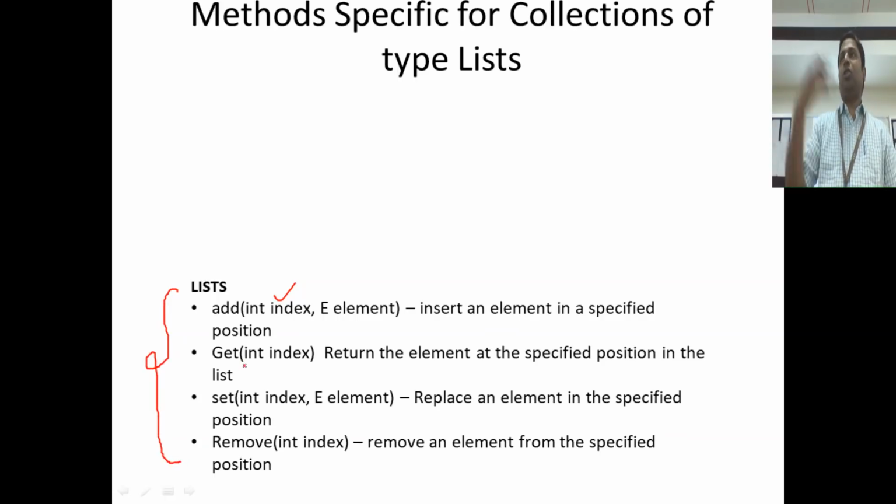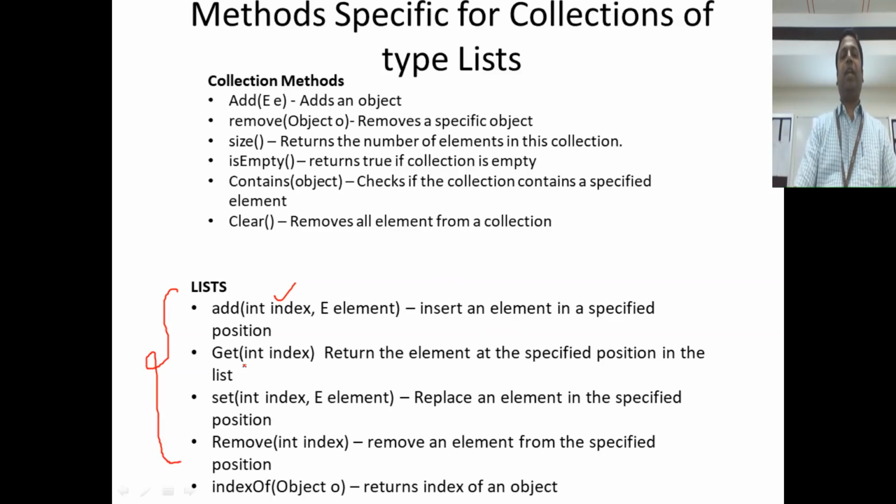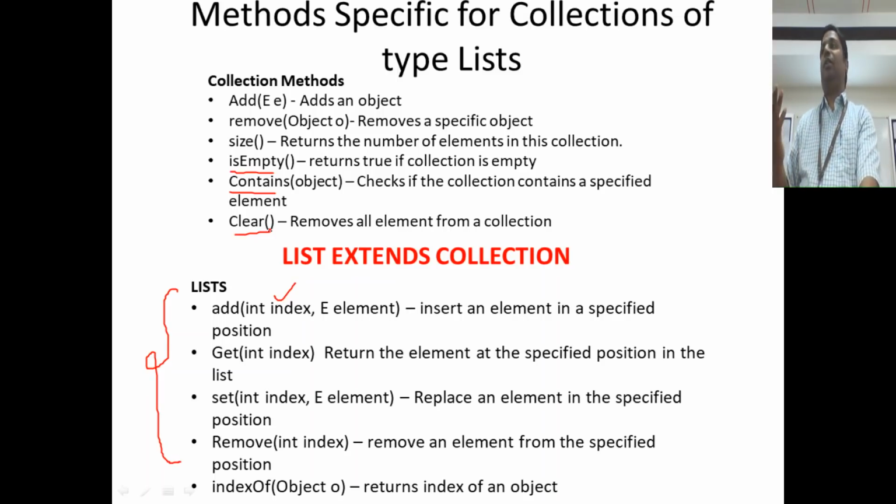Whereas list is also a collection, right? So collection methods are what we have seen about collection methods: adding, size of the collection, whether the collection is empty, searching the collection. These are methods for your collection. List is a type of collection which is having very specific methods to it. But list is also a collection. So list will also have all the methods for a collection plus its own specific methods. So what we understand here is list extends collection.